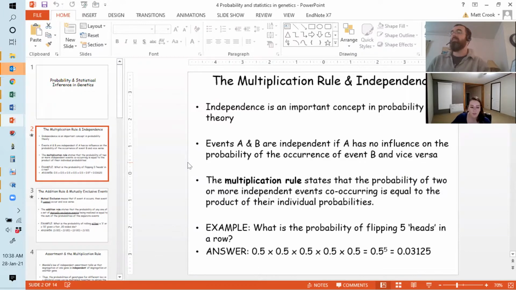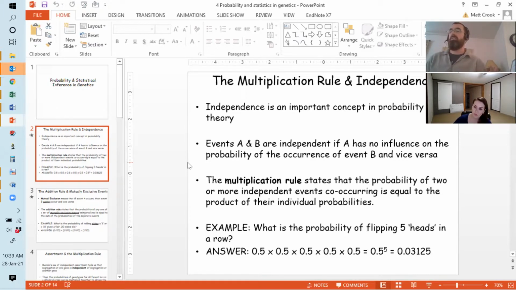You add them because they are mutually exclusive. So if you have a couple that had a boy and then a girl, you have a probability of a quarter, because it's half times a half. But then you could also have a couple that has a girl and then a boy. That probability is also a quarter. But you can't have a couple that has both. So you add a quarter to a quarter, that gets you a half.